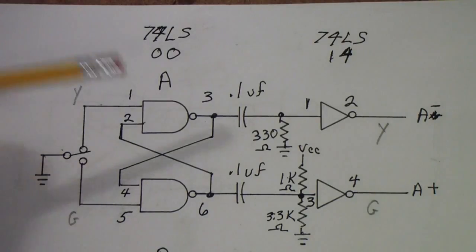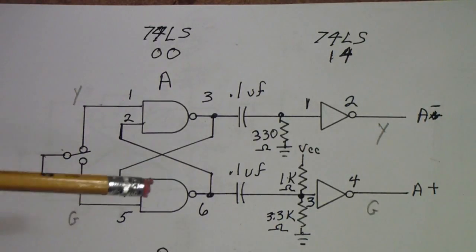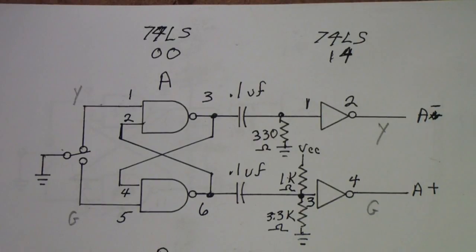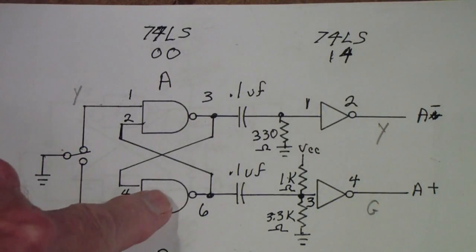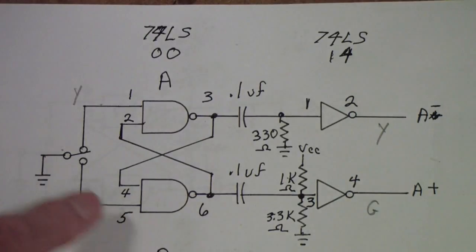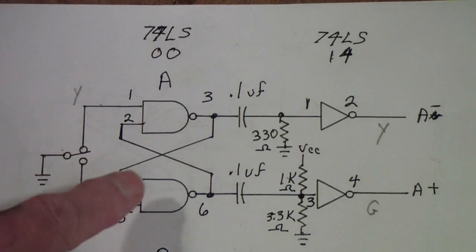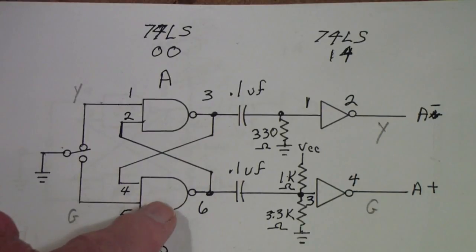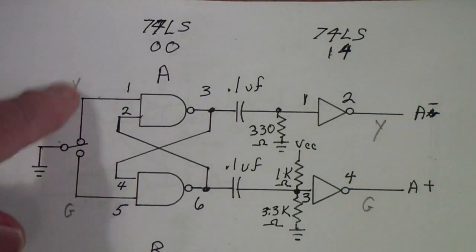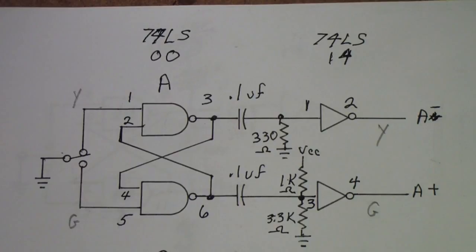So, this circuit is sometimes called a latch. It's sometimes called a debouncer. It's sometimes called an RS flip-flop. Now, what does that all mean? Well, we're about to move into the world of flip-flops. And this is a simple reset-set flip-flop. In other words, when the switch is down, this gate resets. When the switch is turned up, this gate sets. And so it's a reset-set flip-flop, or RS flip-flop.